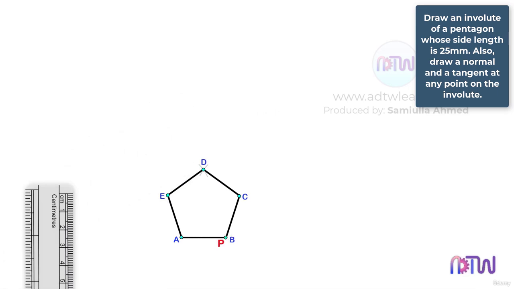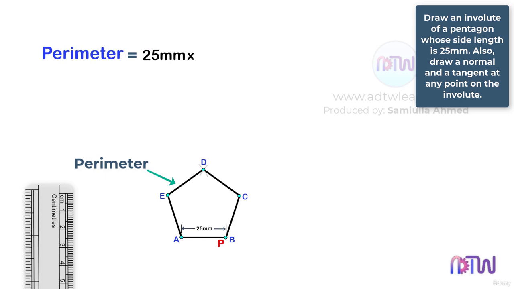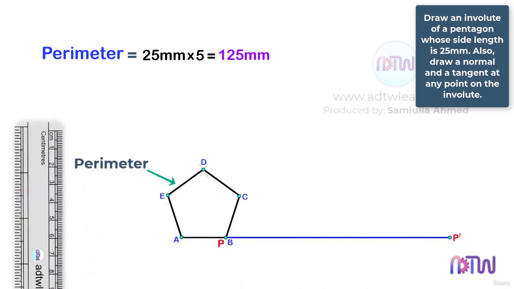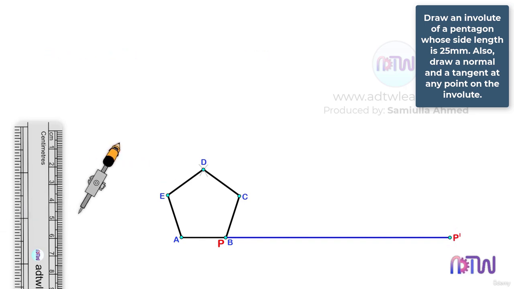After this, we need to draw a line whose length should be equal to the perimeter of the pentagon. The perimeter of the pentagon is equal to 25 millimeters multiplied by the number of sides, which is 5, which equals 125 millimeters. Draw a line of 125 millimeters, and label this endpoint as P'. After this, take a compass, adjust it to length AB, and cut arcs on this horizontal line. Label these points as 1, 2, 3, 4, and 5. After this, we have to extend the lines from these points.